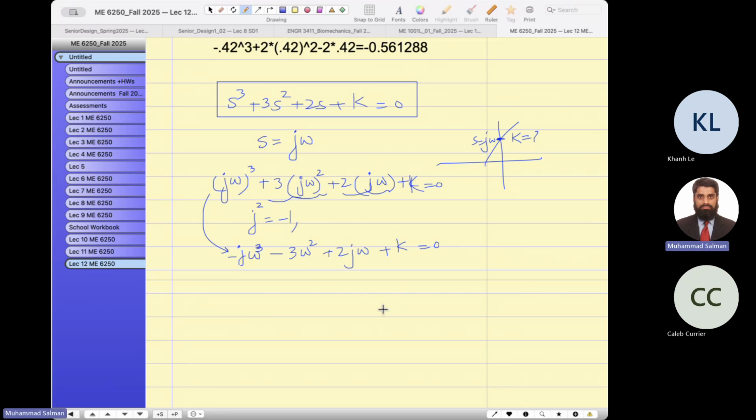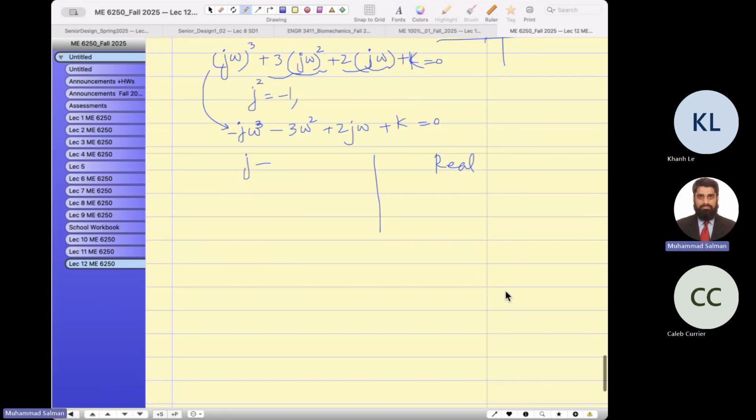Now in this case, you will separate the j part and the real part, and equate them to 0. So what is the j part here? Negative omega cubed plus 2j omega. Agreed? Equated to 0. The other part is also k minus 3 omega squared. Now guys, from this part, what is omega? Take omega common.